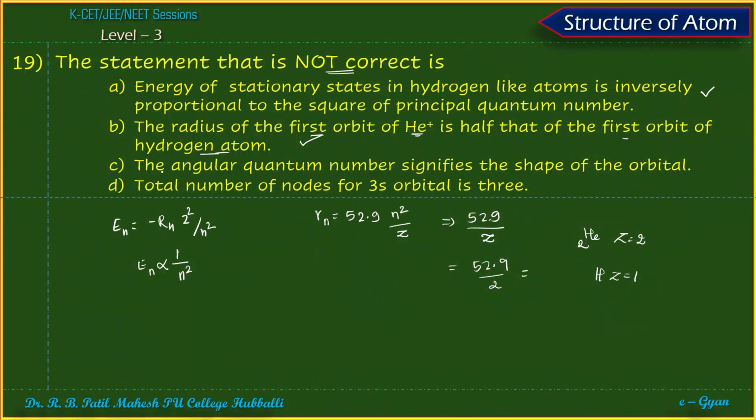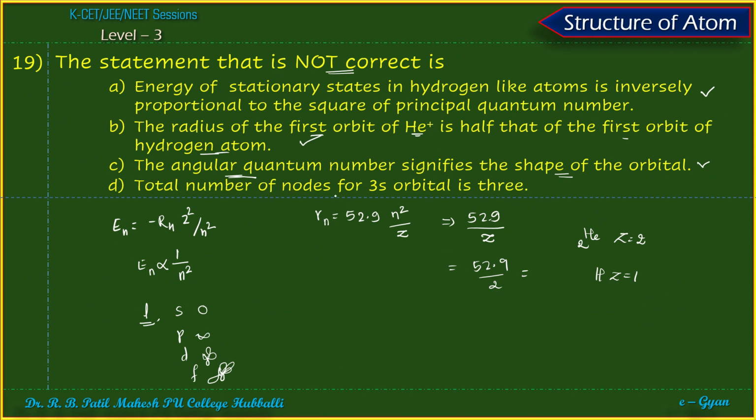Moving to the third one, the angular quantum number signifies the shape of the orbital. Angular quantum number and azimuthal quantum number are both the same. So the angular quantum number L represents the shape of the orbital. That is, for s it is spherical, for p it is dumbbell, for d it is double dumbbell, and for f it is triple dumbbell. These shapes are identified by the azimuthal quantum number, also known as the angular quantum number. Hence option C is also correct.